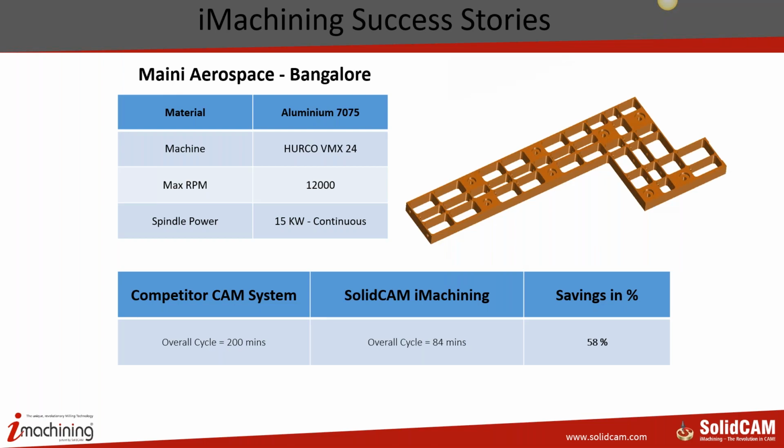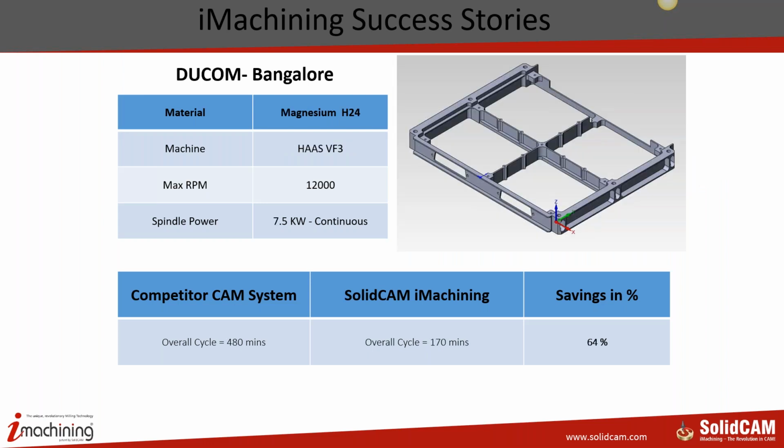Mini Aerospace, on aluminum 7075 on a Herco VMX24: down from 200 minutes to 84 minutes, 58% savings in cycle time. Ducom Bangalore, on magnesium H24. This material is very famous because with a little bit of parameter change here and there, the material catches fire. Their overall cycle time was 480 minutes before they introduced iMachining. Then it was down to 170 minutes on level four, a moderately aggressive level.